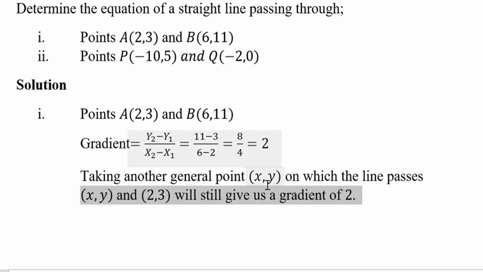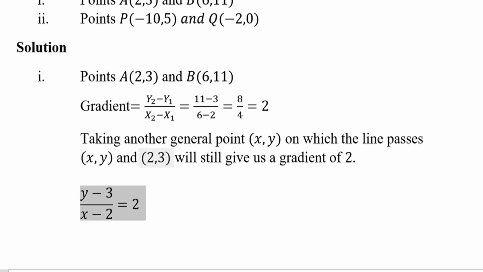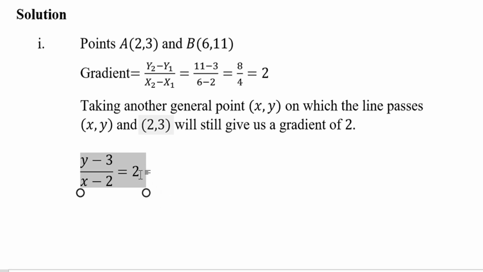So we shall say, if we take this general point xy we have taken here and this point, and we try to calculate the gradient again, we shall say y minus 3, in other words, this y coordinate minus the y coordinate here, which is 3, over the x coordinate here, which is x, minus the x coordinate here, which is 2, should still give us the same gradient 2, because we are talking about the same line. Now, at this point, we need to remove the denominator. So we can only do away with the denominator by multiplying both sides by it. So cross multiply here, or multiply both sides by x minus 2.